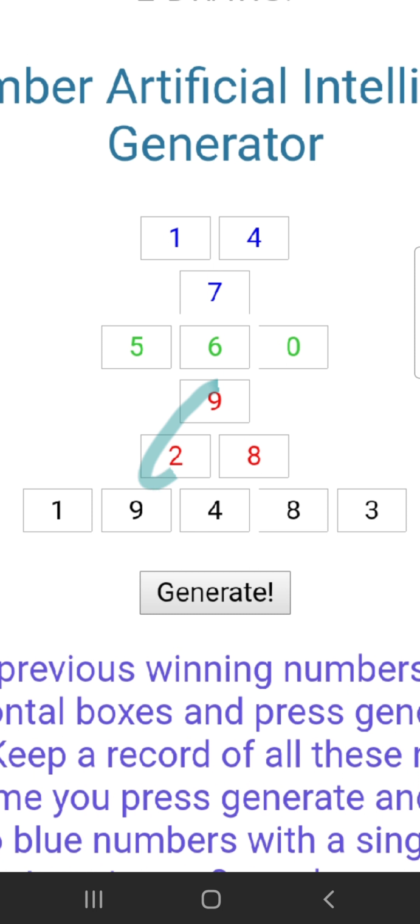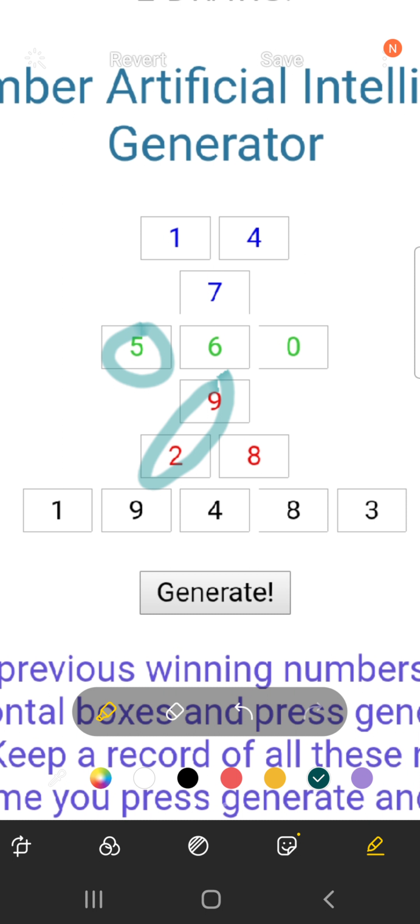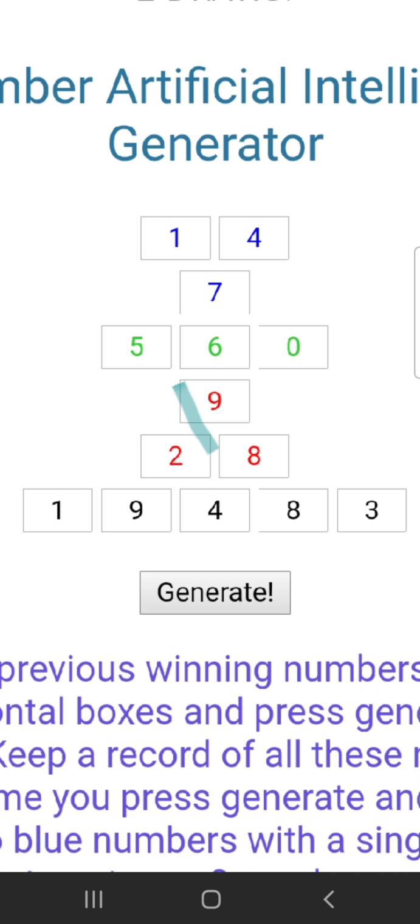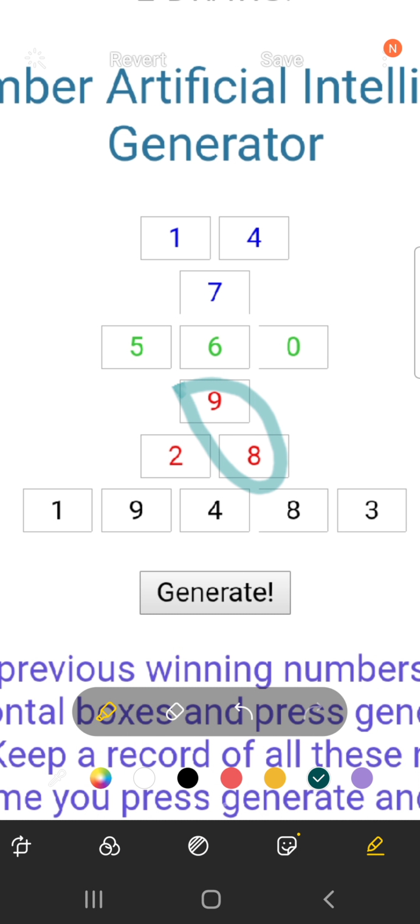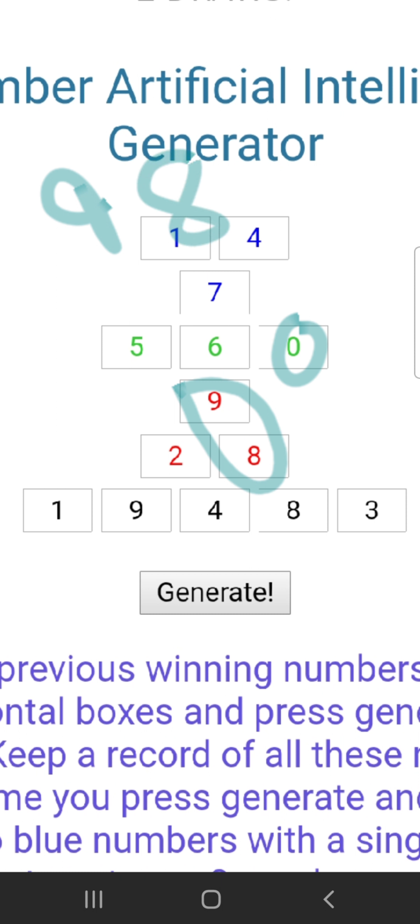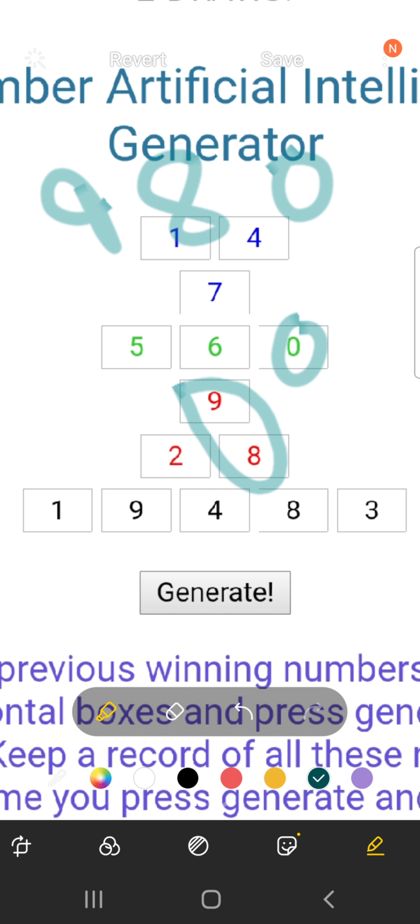Or you could choose any two red with a single green, and that will be 9, 2, or 2 and 9 and 5, right? So let me show you how you do this. Let's give you a quick demonstration. So let's choose 9, 8, and let's say 0. So 9, 8, 0, right? That is one of the combinations you get here.